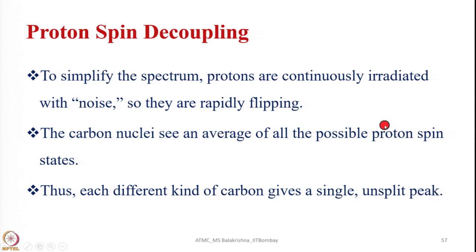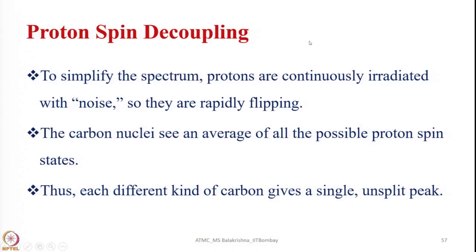All show unique peaks, and around 77.1 you may see a triplet of 1:1:1 intensity. That is due to the CDCl3 sample we are using. CDCl3 is normally used as a solvent, so that carbon is split by deuterium. Deuterium has I equals 1. If you use the n plus 1 rule, with deuterium I equals 1, what you will see is the 2nI plus 1 splitting.